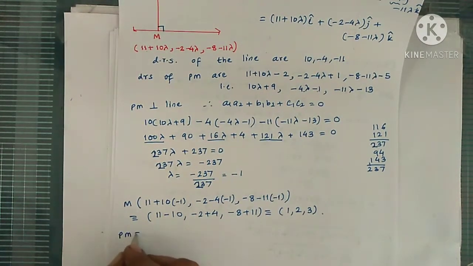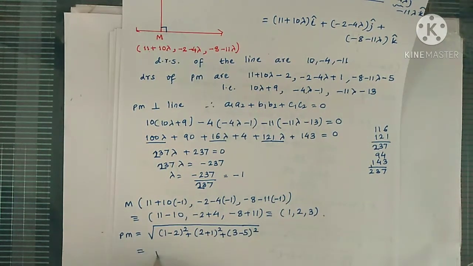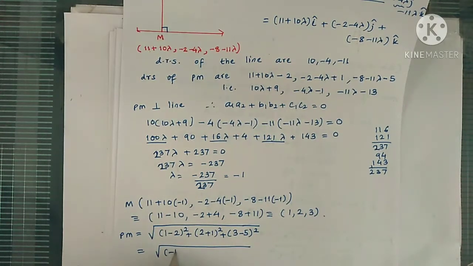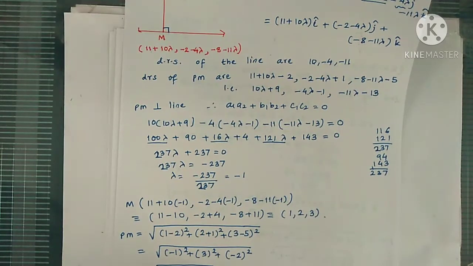Now distance PM equals root of (1 minus 2) square plus (2 minus (minus 1)) square plus (3 minus 5) square, equal to root of (minus 1) square plus 3 square plus (minus 2) square, root of 1 plus 9 plus 4. So the distance is root 14 units.